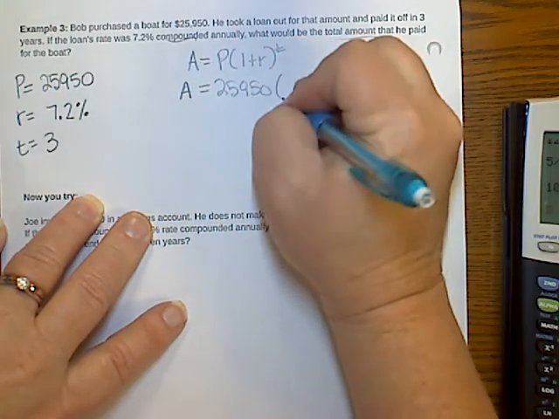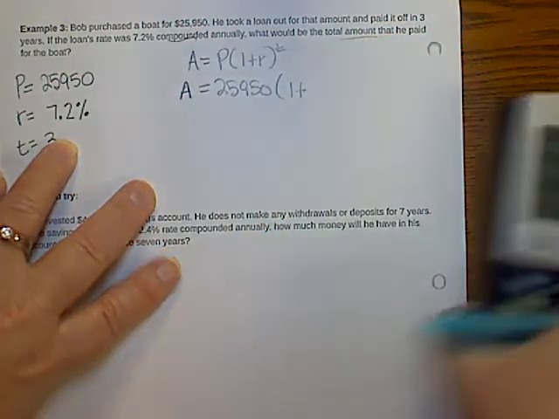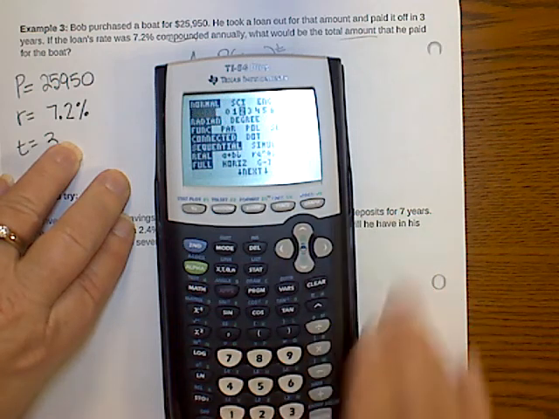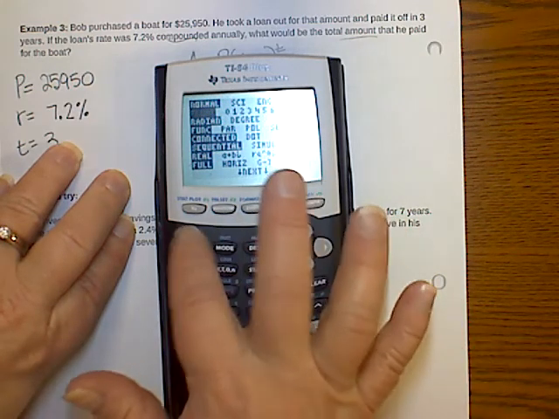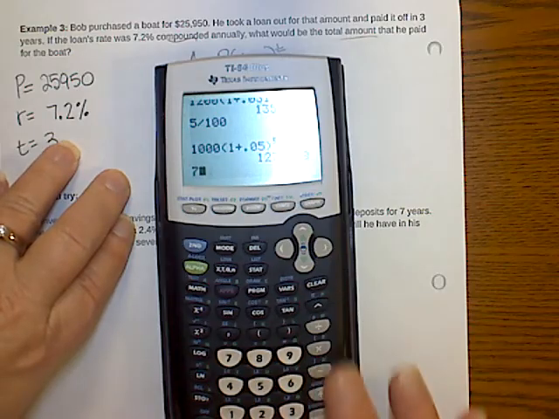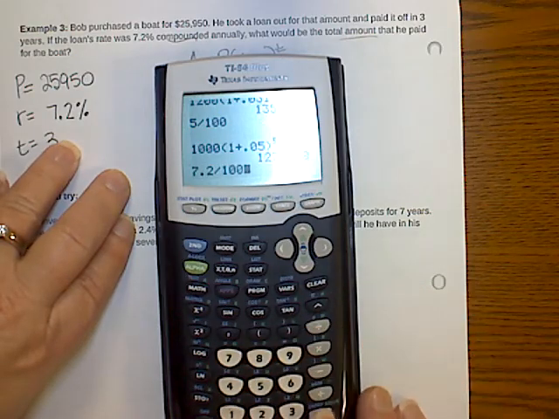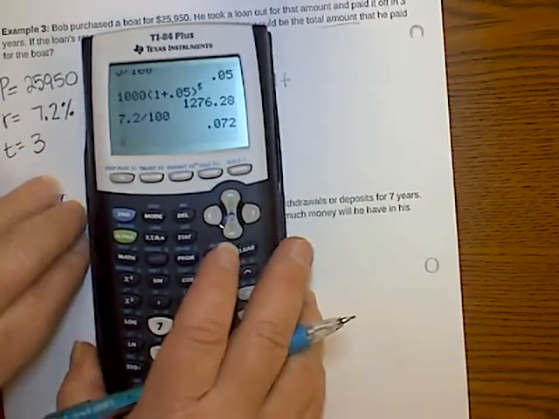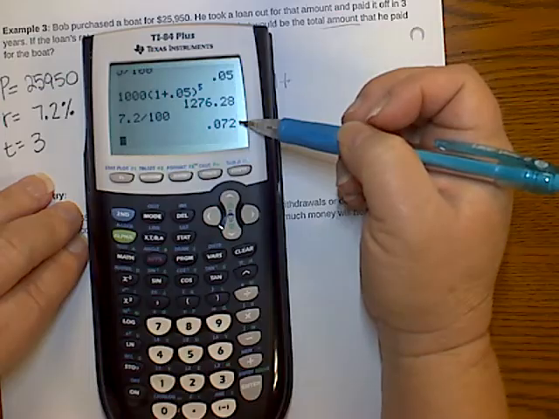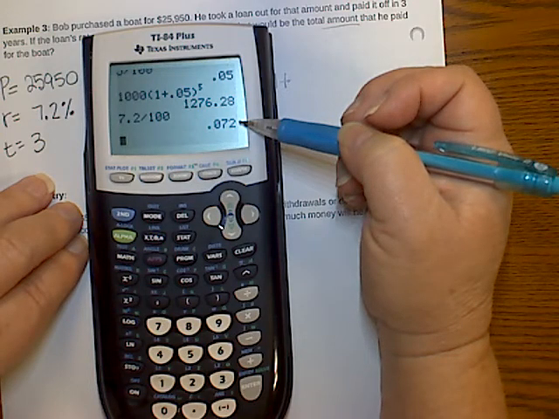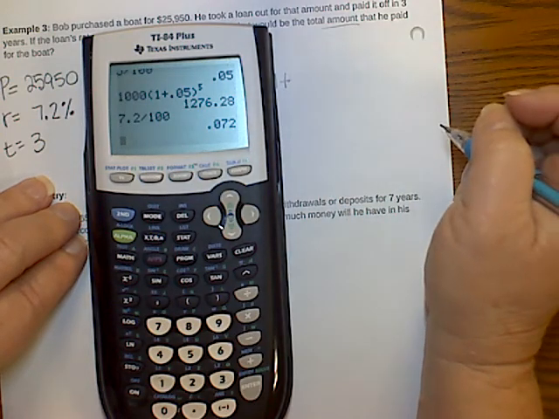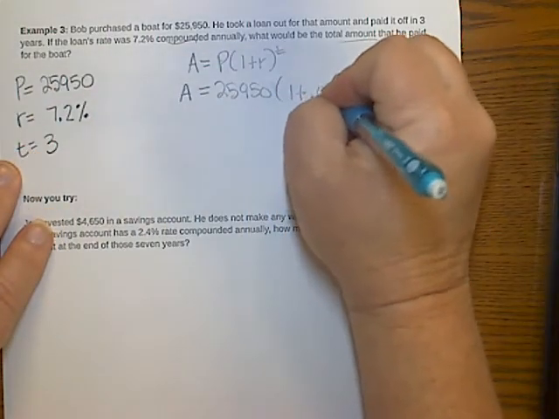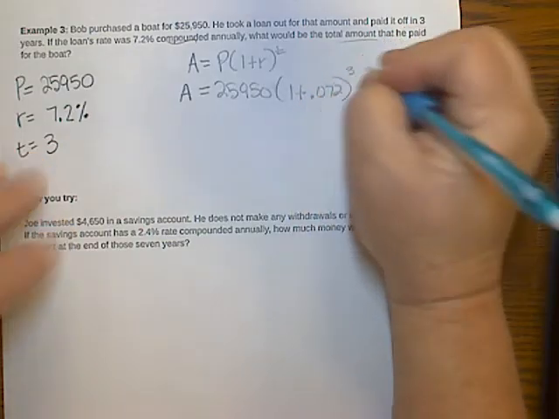$25,950 parentheses 1 plus, oh, I hadn't figured out my rate. Let's see, mode, I am on 2, so I need to change it to float. Okay, second and quit, and I've got 7.2 divided by 100, and I'm going to have 0.072. See, if I'd left it on 2, it would not show me that. It would have just shown me 0.07, and I'm going to get my answer wrong. Okay, so 0.072 to the power of 3 years.